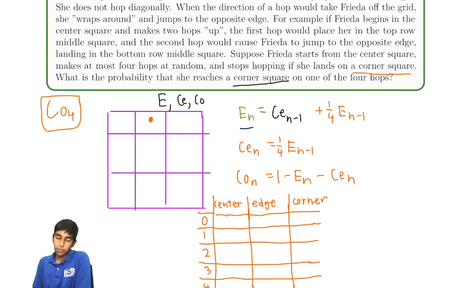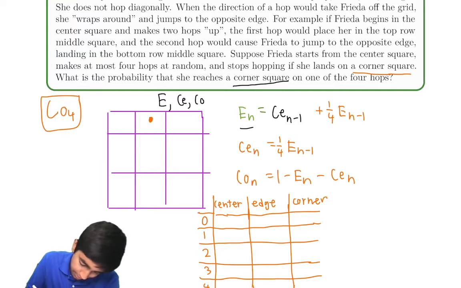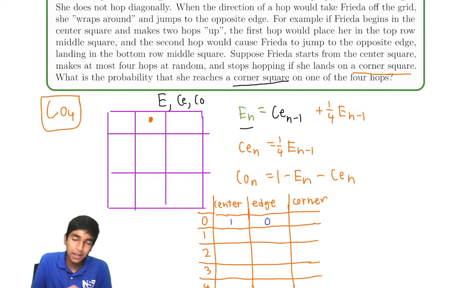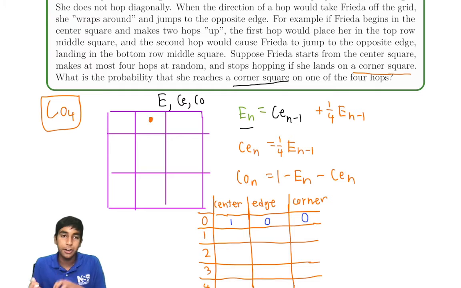Okay, so after 0 moves, basically initially, where is it? Well, of course, the center. Nowhere else. It can be 1, 0, 0. It's not going to be at an edge or corner when you're literally starting on the center, right?